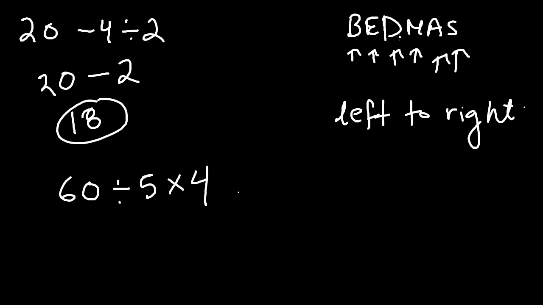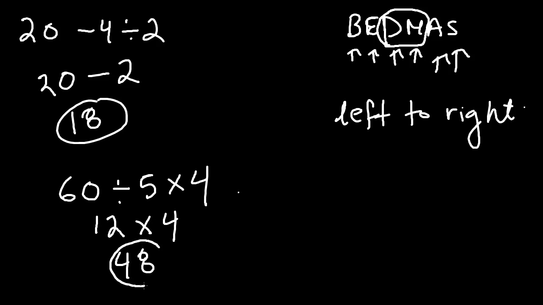So again, BEDMAS tells us that we have no brackets, we have no exponents. So next, BEDMAS tells us we have to deal with division and multiplication, right? And I said that they have equal precedence, but we have to perform them from left to right. So that means we have to do 60 divided by 5 first, and then multiply that by the 4. So what's 60 divided by 5? That's 12, and then multiplied by the 4. So 12 times 4 is 48. So 48 is our answer.